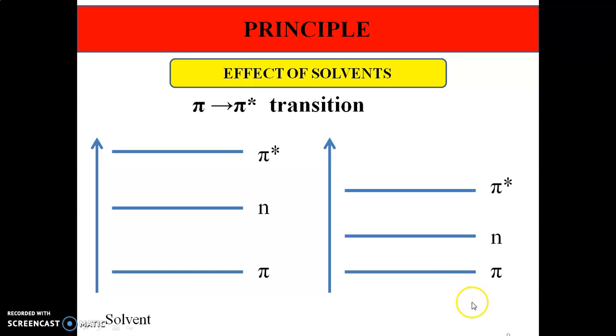So in short, the increase in the polarity of the solvent generally shifts the n to pi antibonding type of transition and the n to sigma antibonding transition to a shorter wavelength, and the pi to pi antibonding transition to a longer wavelength.